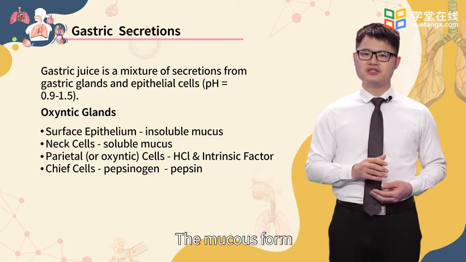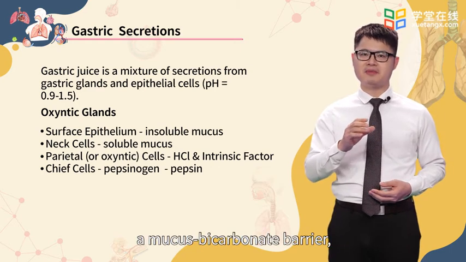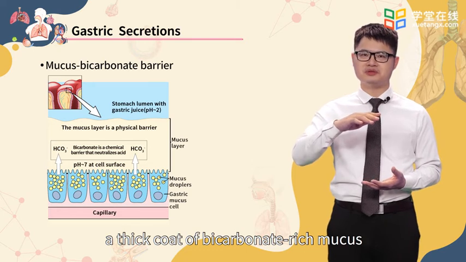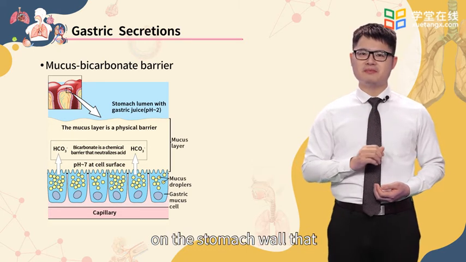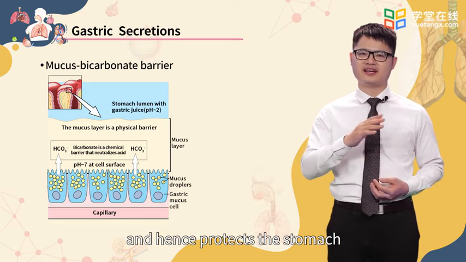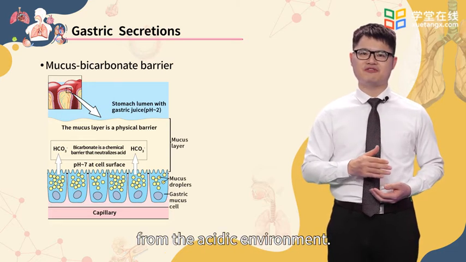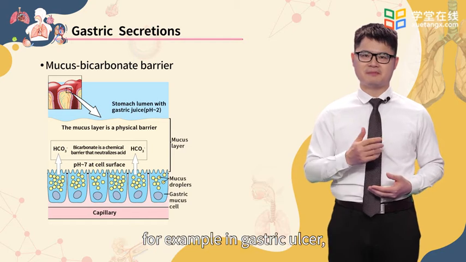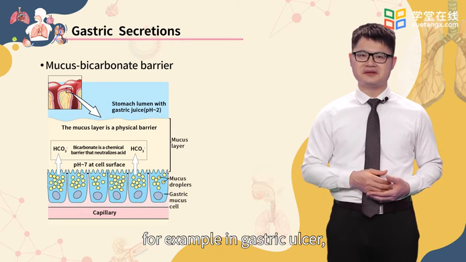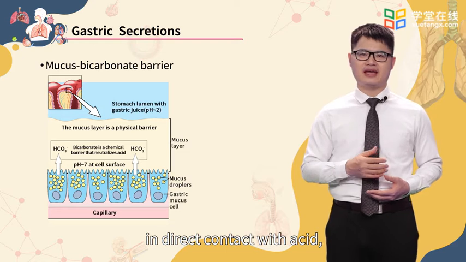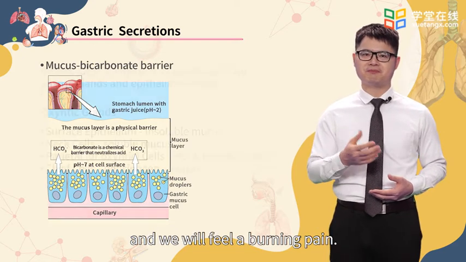The mucus forms a mucus bicarbonate barrier, a thick coat of bicarbonate-rich mucus on the stomach wall that establishes a pH gradient and hence protects the stomach from the acidic environment. When this barrier is compromised, for example, in gastric ulcer, the gastric wall is in direct contact with acid and will feel a burning pain.